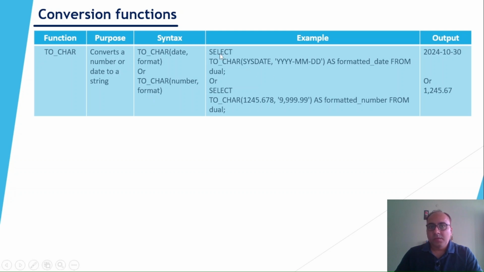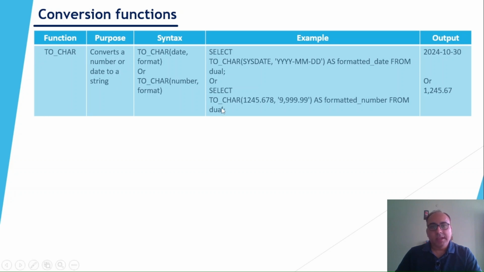The first one is select to_char SYSDATE, YYYY-mm-dd as formatted_date from dual. Here we are basically converting SYSDATE into a string format, and the format we want to see is YYYY-mm-dd. So this will return the date in the same format, 2024-10-30.